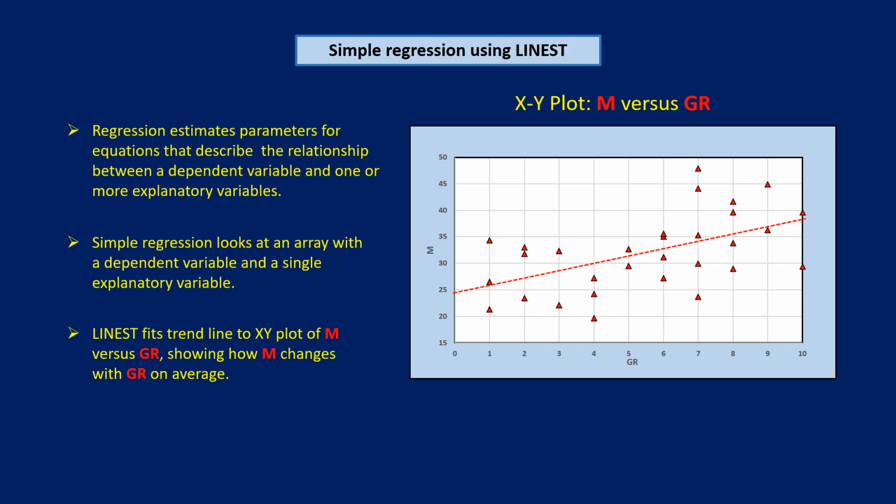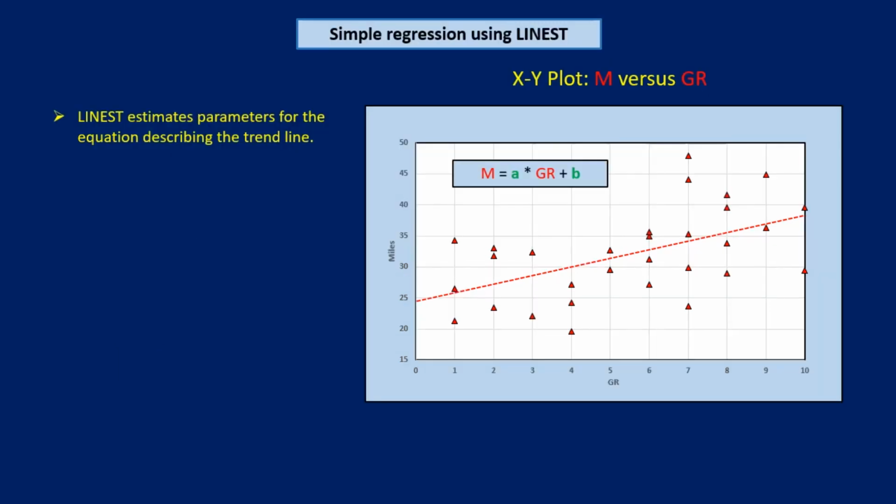As I said last time, the trend line shows how, on average, the values of m on the y-axis change as gr increases on the x-axis. LINEST then estimates the parameters of the equation that describes the trend line. We know from algebra how to write the equation for a straight line on a graph having xy coordinates. Here, m is measured on the y-axis and gr is measured on the x-axis. The equation for a straight line on this graph is m equals a times gr plus b. The first parameter, a, is the coefficient or multiplier of gr. The second parameter, b, is a constant.